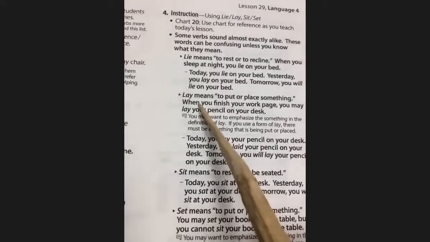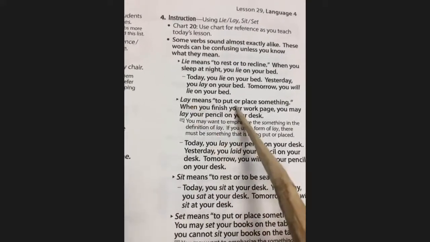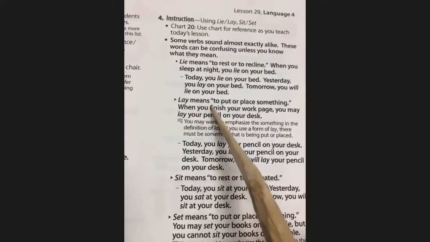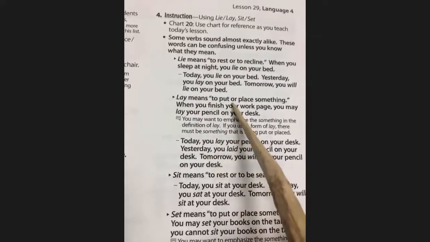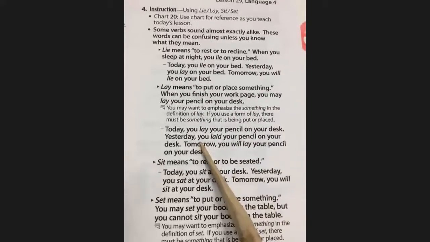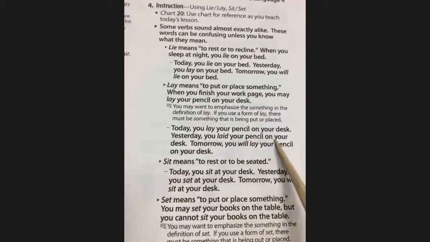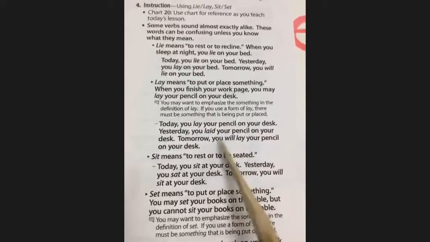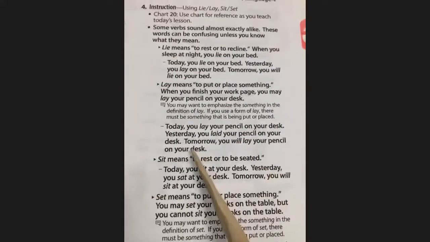There's another word, lay, to put or place something, which is the present tense of putting or placing something. Today, you lay your pencil on your desk. Yesterday, you laid your pencil on your desk, past tense. Tomorrow, you will lay, future tense, your pencil on your desk. So those can be a challenge. So let's practice some of those.